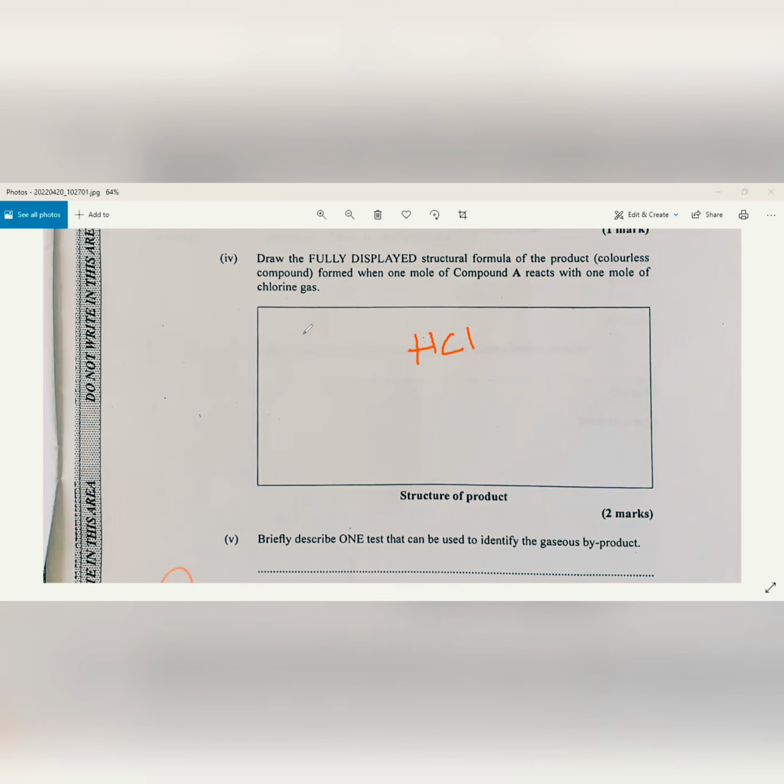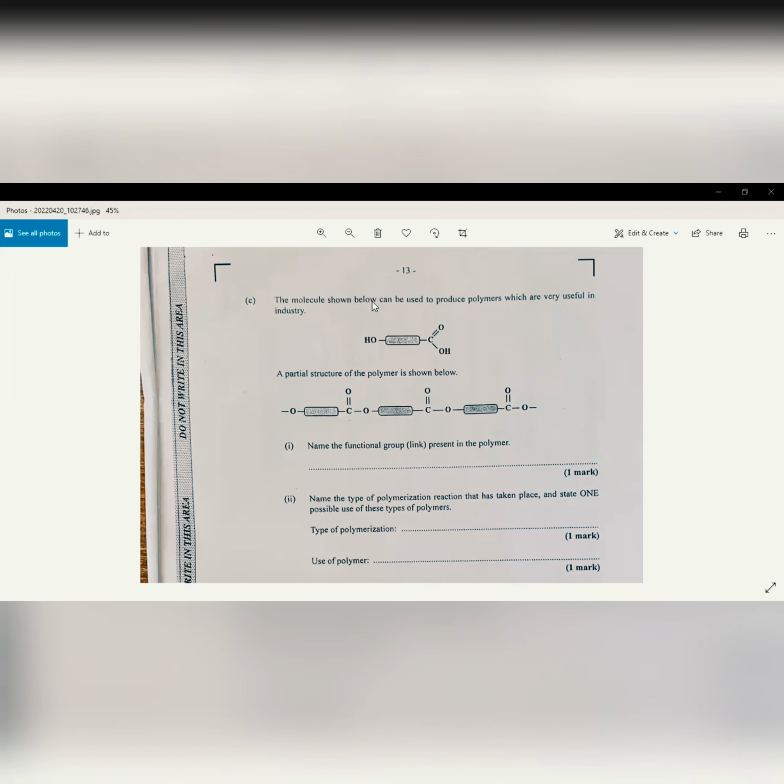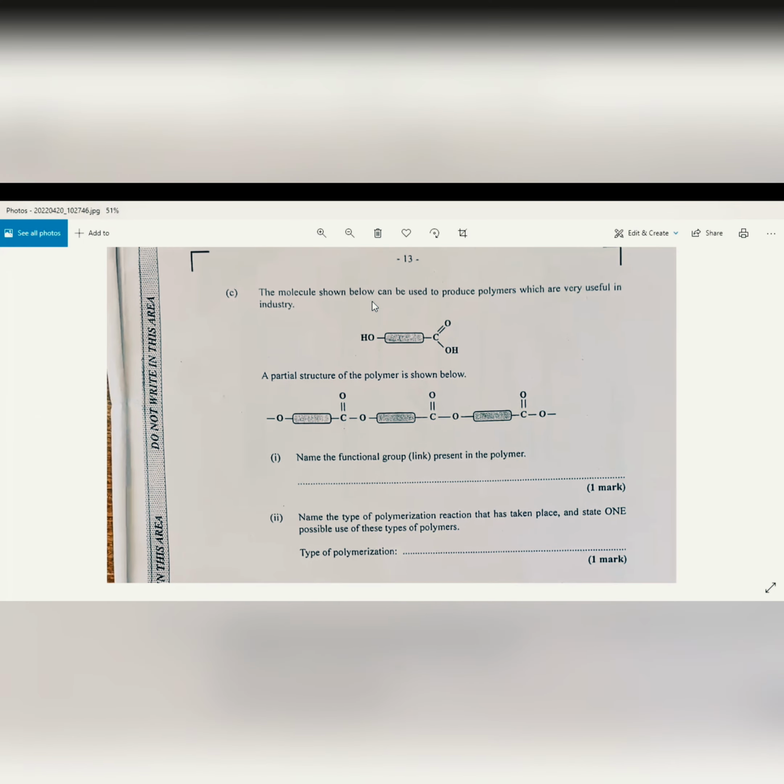You could dissolve it in water as well. Dissolve the gas in water and test the pH of the resulting solution. Okay, so let us proceed. So here, and this is probably going to be our last question. It says the molecules shown below can be used to produce polymers, which are very useful in industry.